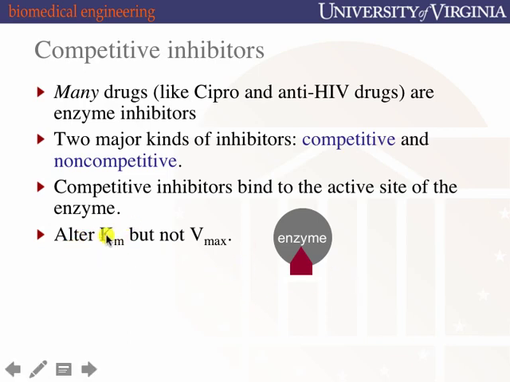These are going to alter the Michaelis constant, but not Vmax. Why? Anyone want to fathom a guess? Vmax is a characteristic of the enzyme, and we haven't changed the enzyme's activity. We're only binding up and blocking its active site. So we're changing the concentration that's going to be required in order to reach the Km.